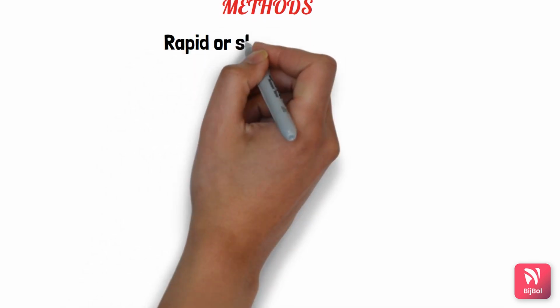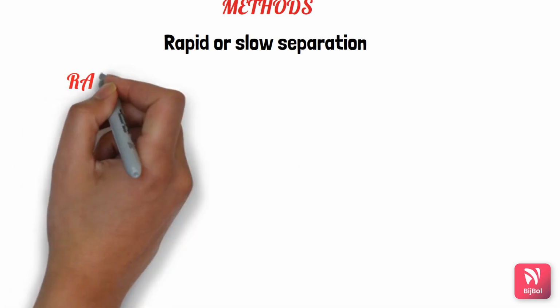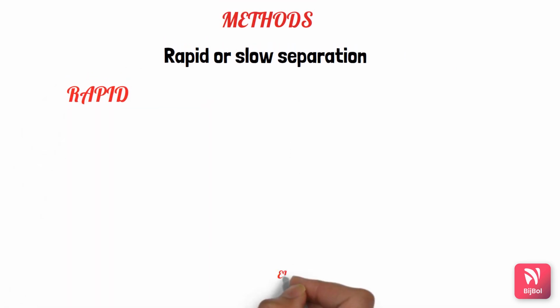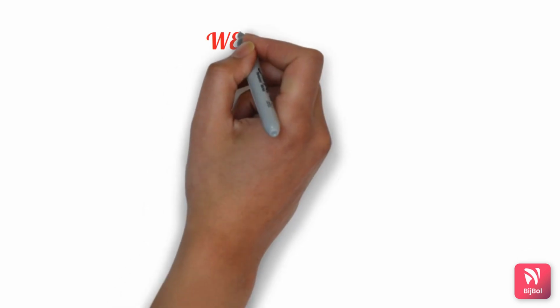We can see the methods of tooth separation. They are of two types, that is the rapid or the slow separation. The rapid separation can be achieved by the wedge principle. In this principle, a wedge-shaped device is inserted between the contact teeth to produce the desired amount of separation, such as the Elliott separator. This is a mechanical device which has a single bow with two jaws which can be adjusted by a knob.